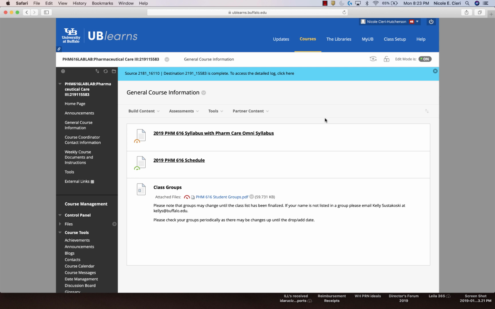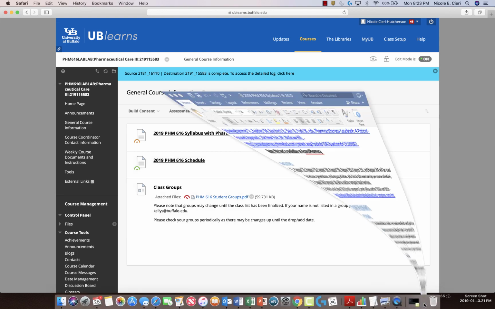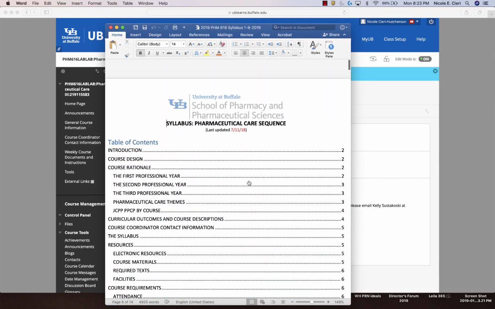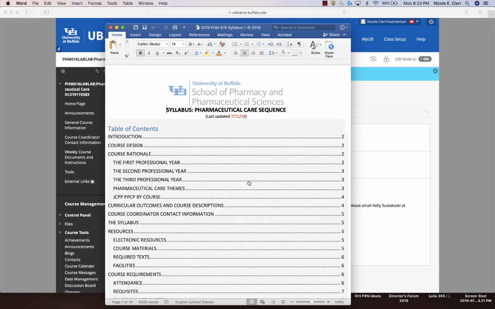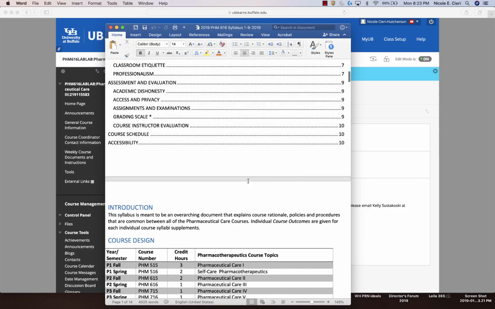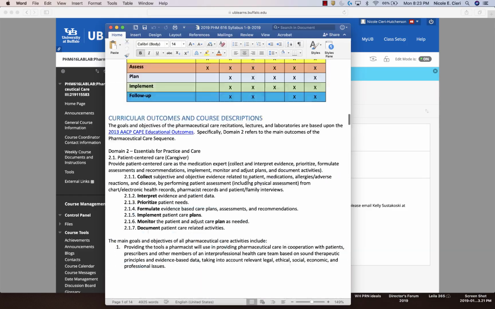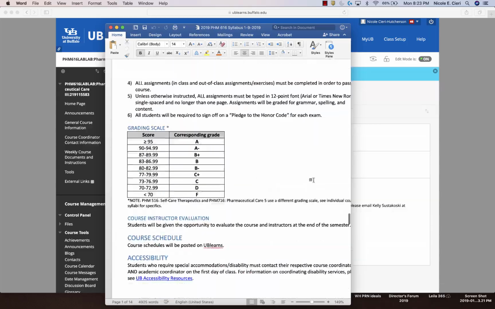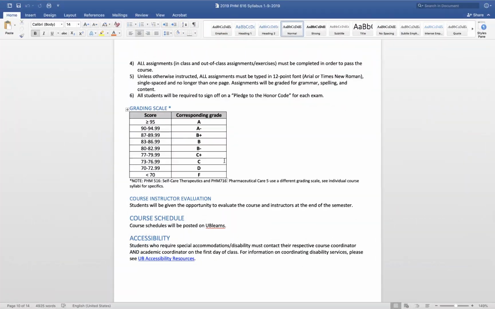First, we'll start with the syllabus and Pharm Care Omni syllabus. You can find that, the schedule, and the class groups under General Course Information on the UB Learns tab. If you scroll within the Omni syllabus, it's the same as it's been for their previous pharmaceutical care classes. I'll start by reviewing this course-specific syllabus, which is at the bottom.